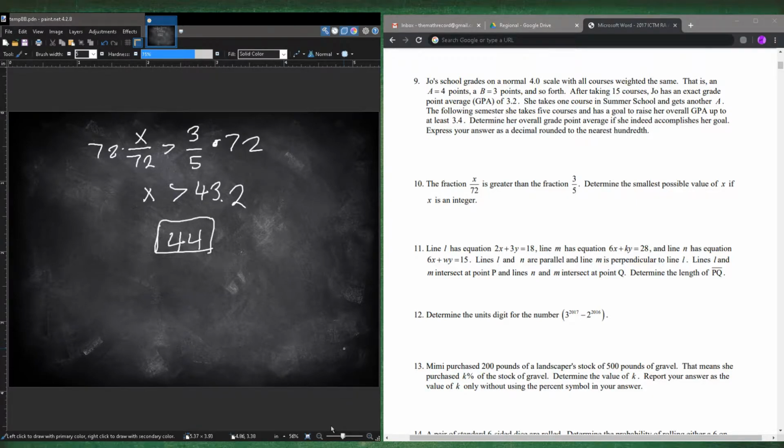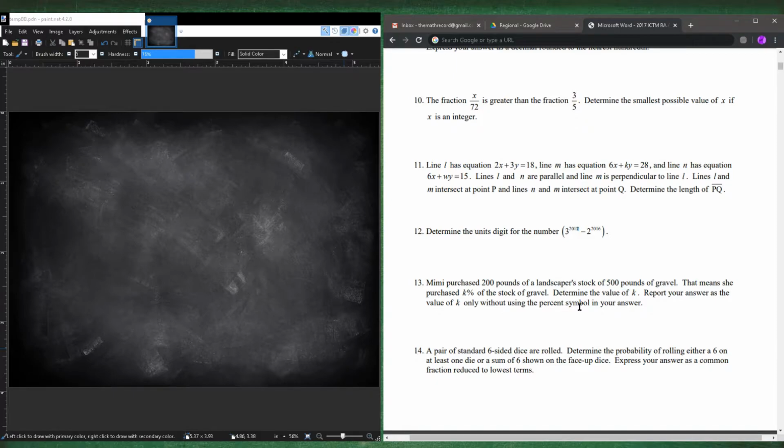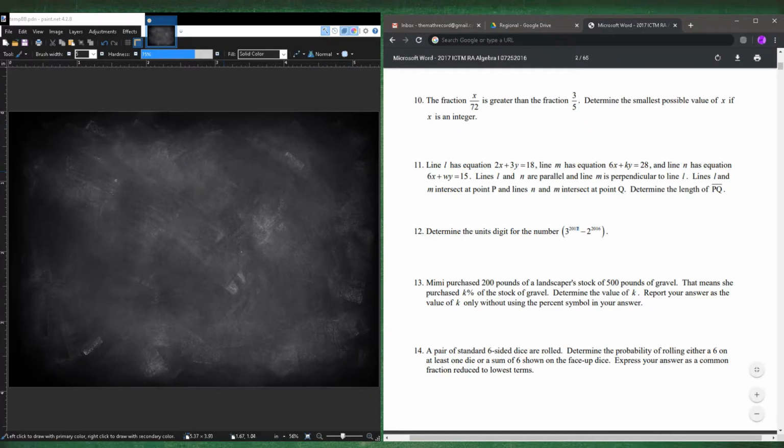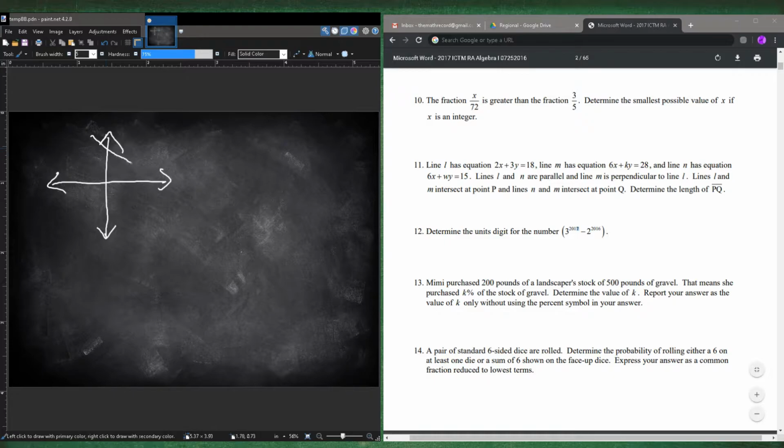Basically just that simple. Okay, number 11. Line L has the equation 2x plus 3y is equal to 18. Line M has equation 6x plus ky is equal to 28. And line N has equation 6x plus wy is equal to 15. Lines L and N are parallel. Okay, so what I like to do is that when they give me equations, I draw a rough picture. So we have axes, x-axis, y-axis, right? So we have 2x plus 3y is equal to 18, so we have something like this.